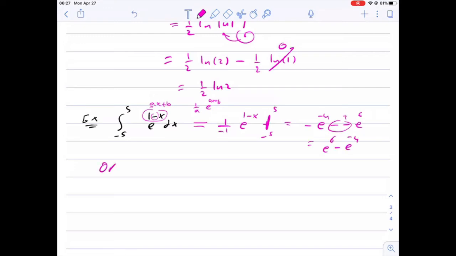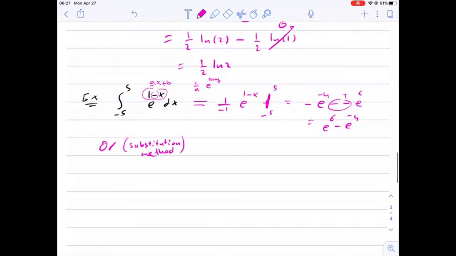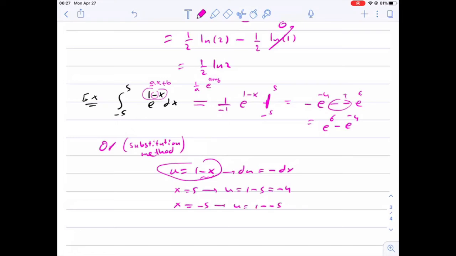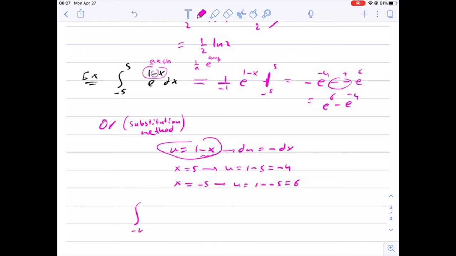Or if you want to use substitution method, you don't want to use the shortcut, you can do it by using substitution method. u equals 1 minus x, and then du equals -dx, and then when x equals 5, then u equals 1 minus 5, which is -4. When x equals -5, u equals 1 minus -5, which is 6, and then the integral becomes integral from -4 to 6, e to the u times dx is negative du here. dx is negative du.